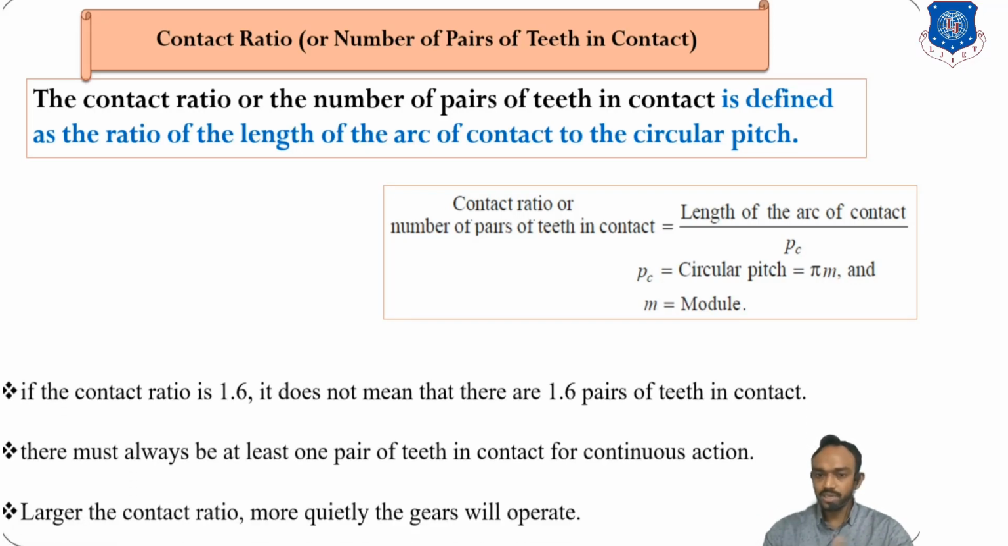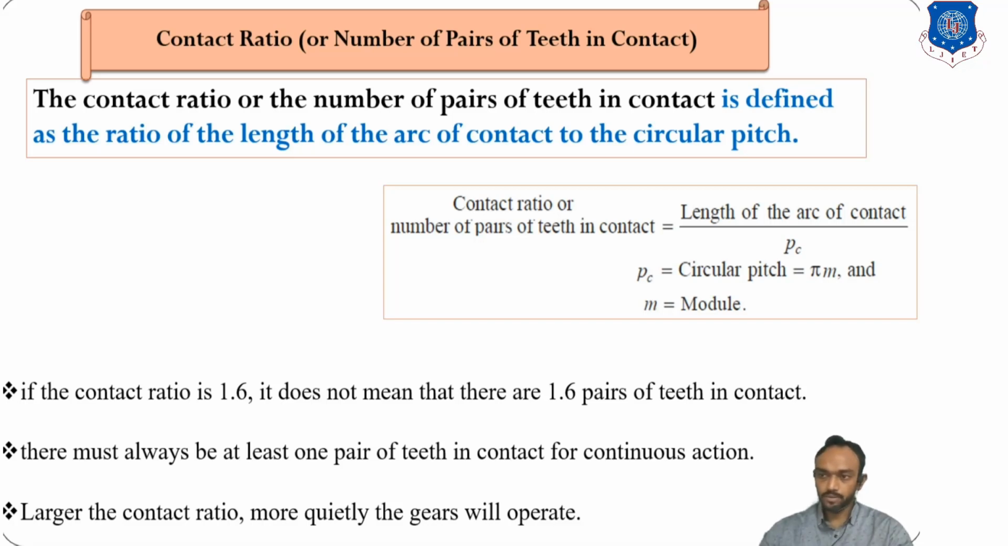If the answer for the contact ratio is 1.6, it doesn't mean that there are 1.6 pairs of teeth in contact. It means one pair of teeth will be totally in contact, and a second pair will also be in contact throughout part of the motion. That is the meaning of 1.6.